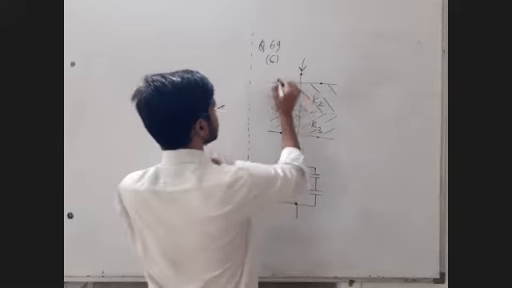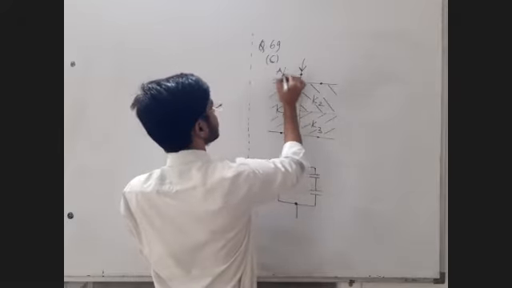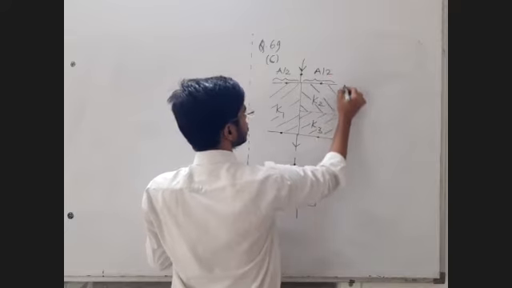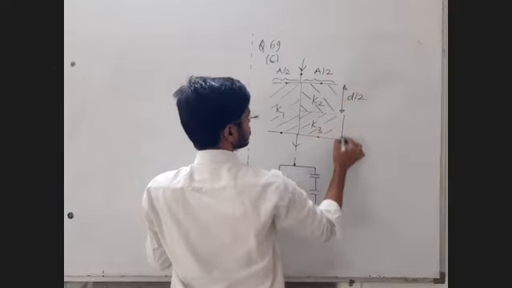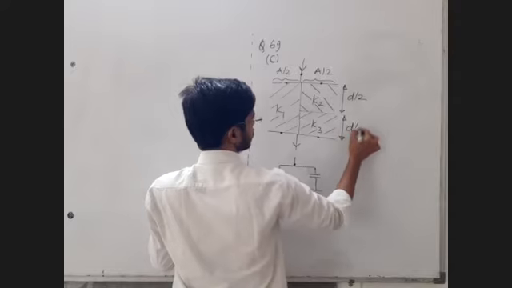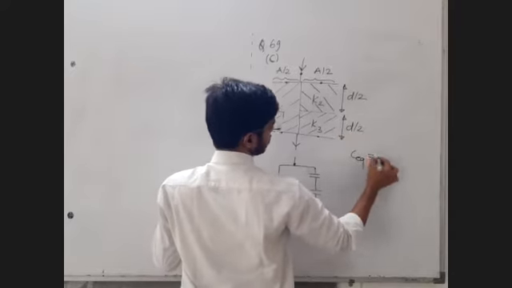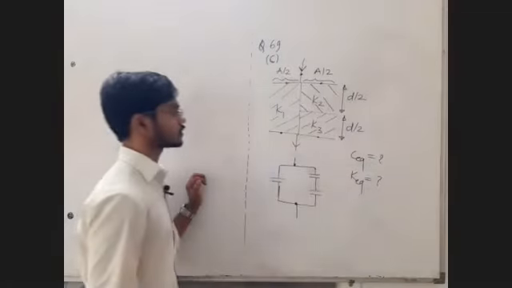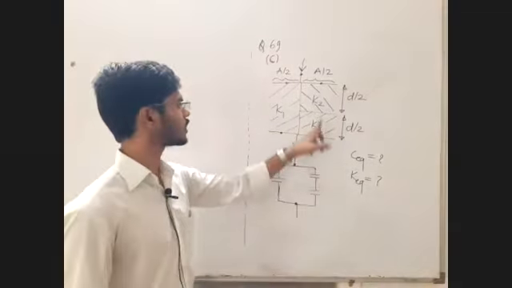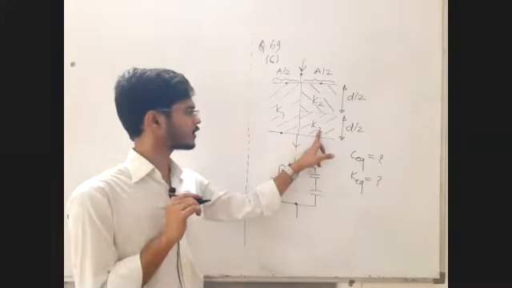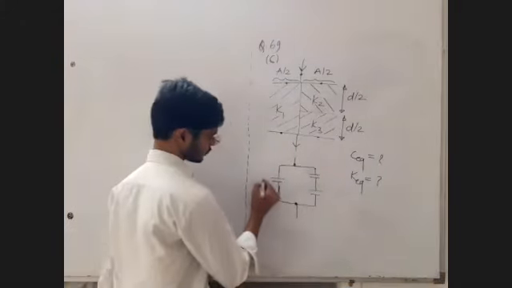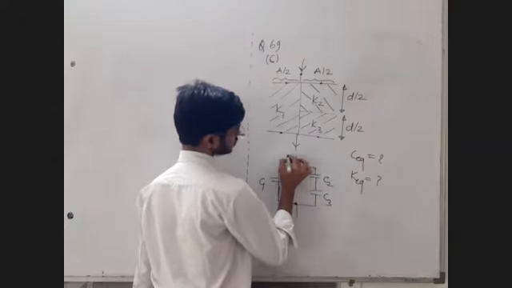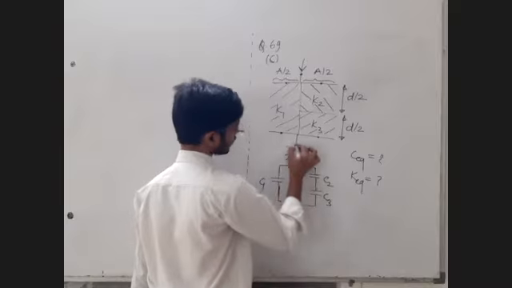Now it's given in the question that this is A by 2. This distance is D by 2. Find out C equivalent and K equivalent of the system. K equivalent means instead of these 3 dielectrics, I want to use only one dielectric. So what should be that dielectric constant? This is C1, this is C2, this is C3, this is point X, this is point Y.